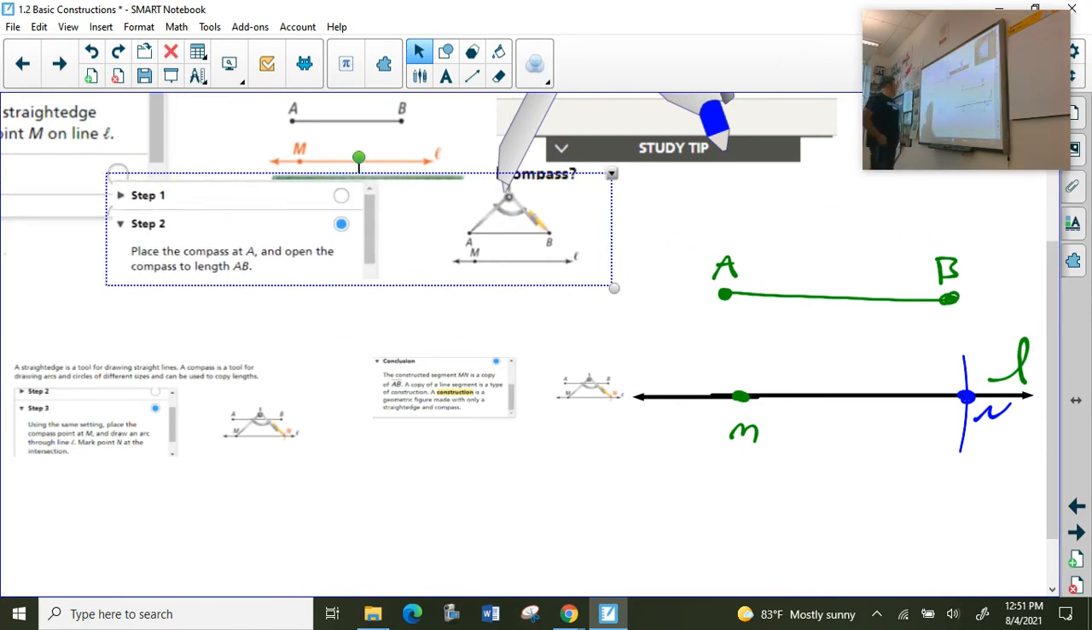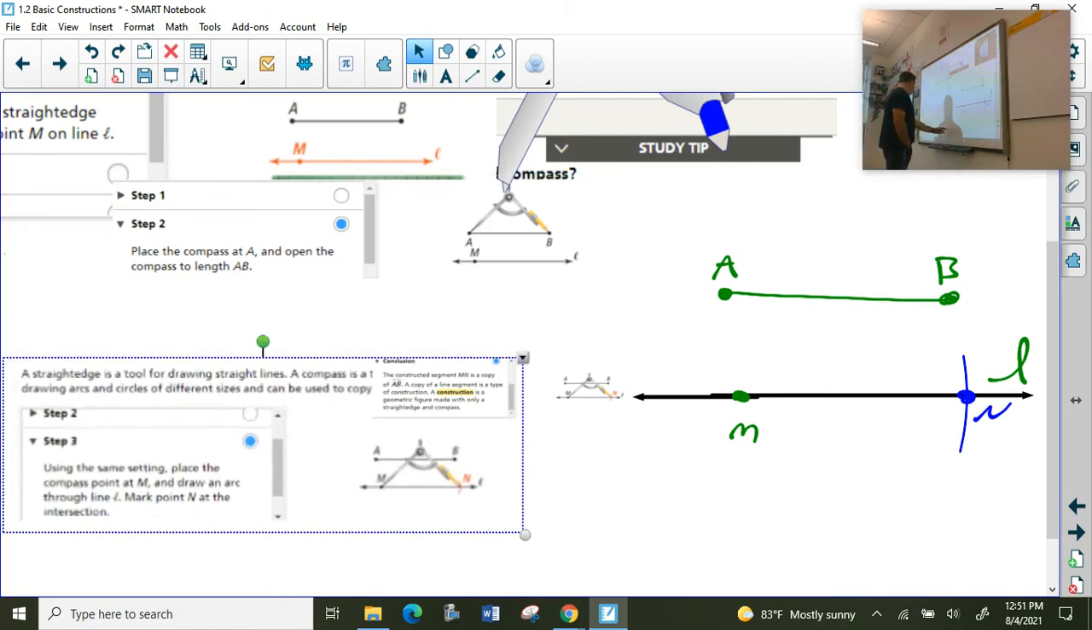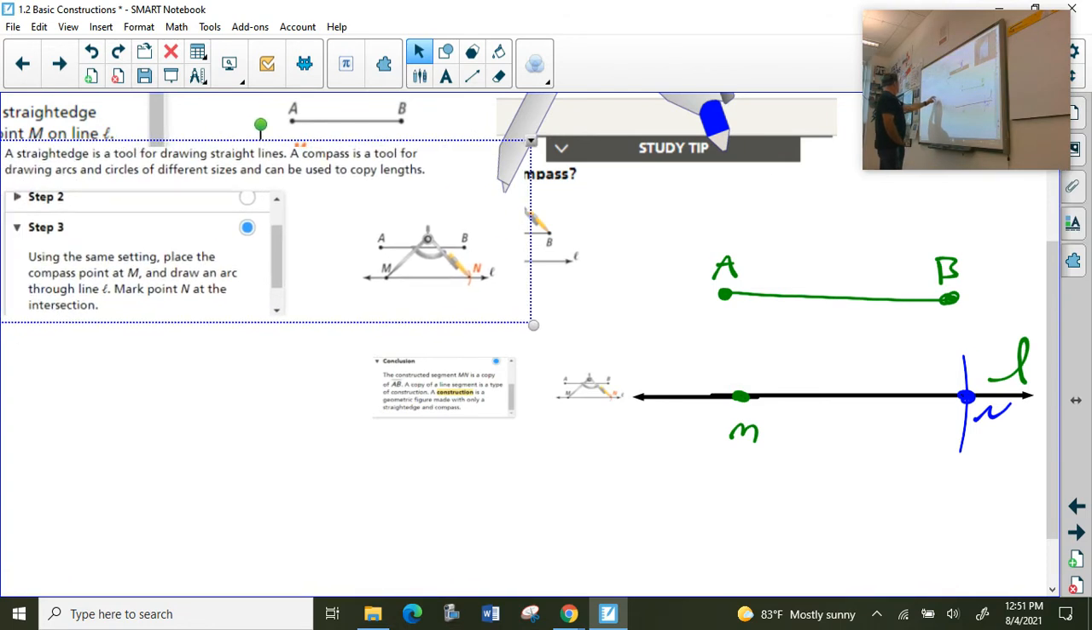So place the compass at A and open it the length of AB. Using the same setting, place the compass point on M and draw an arc through L. Mark it N.